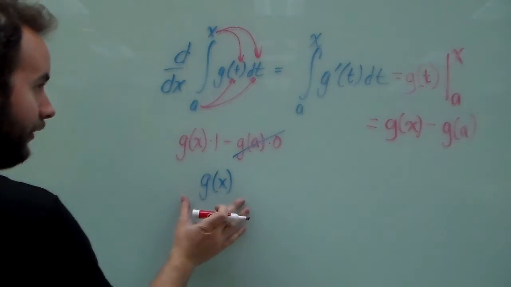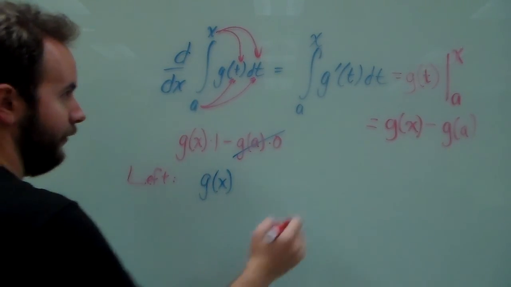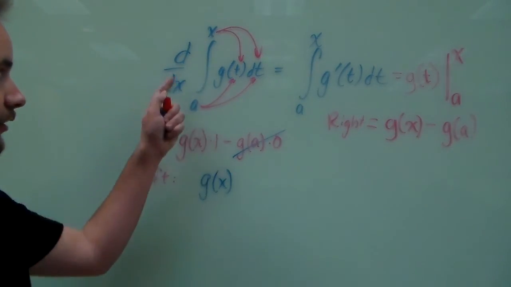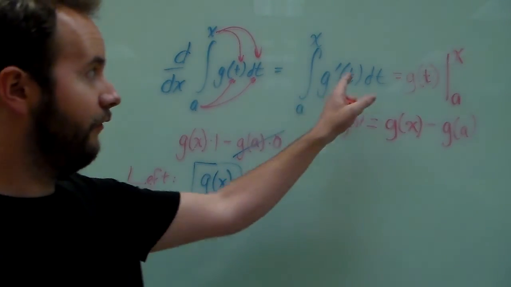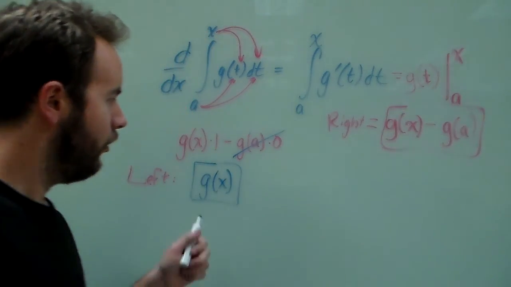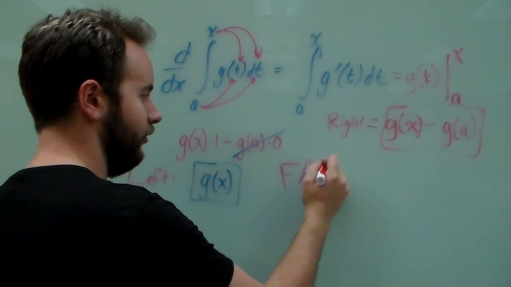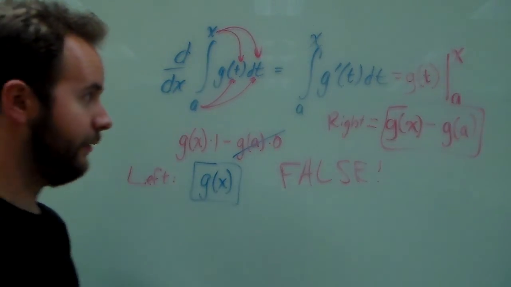Is this the same thing as this? That is to say, this was my left-hand side, this was the right-hand side. The left-hand side of the equation, when I took the derivative of the integral, just gave me g of x. When I took the integral of the derivative and plugged in my bounds, I got g of x minus g of a. Are those the same? No, they're not the same, so the answer to this question is false. All right, that finishes it up.